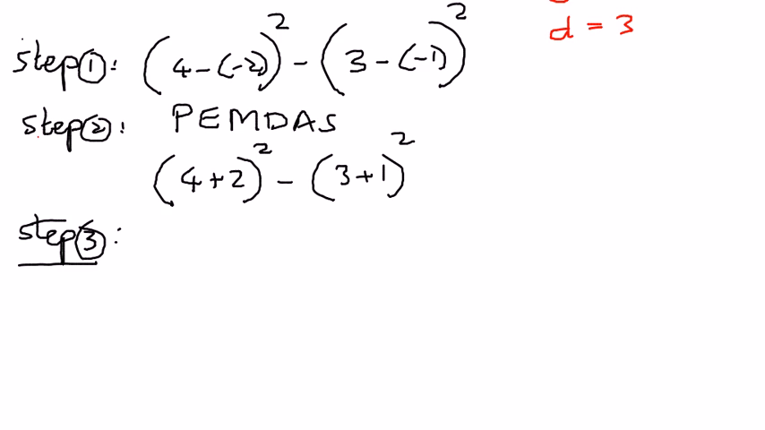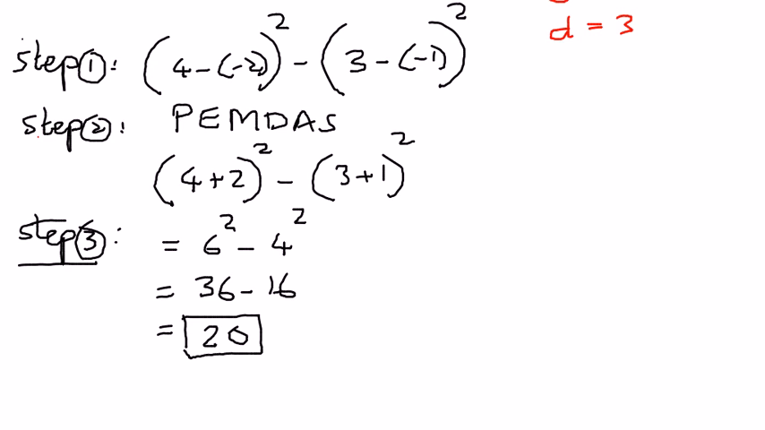And then in here we're going to simplify the terms inside the parentheses. 4 plus 2 is 6 raised to the power of 2 minus 3 plus 1, which is 4 raised to the power of 2. So when we simplify this, 6 squared is 6 times 6, which is 36. 4 squared is 4 times 4, which is 16. So 36 minus 16. 6 minus 6 is 0. 3 minus 1 is 2, and therefore the value is going to be equal to 20.